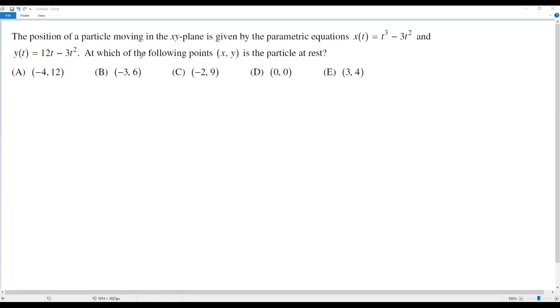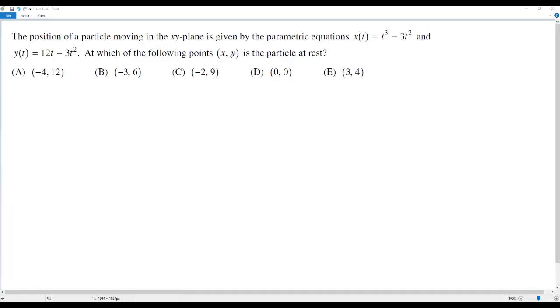Here we have an AP Calculus BC problem. Okay, let's go to the question. The position of a particle moving in the xy plane is given by the parametric equations x of t equals t cubed minus 3t squared and y of t equals 12t minus 3t squared. At which of the following points (x, y) is the particle at rest?